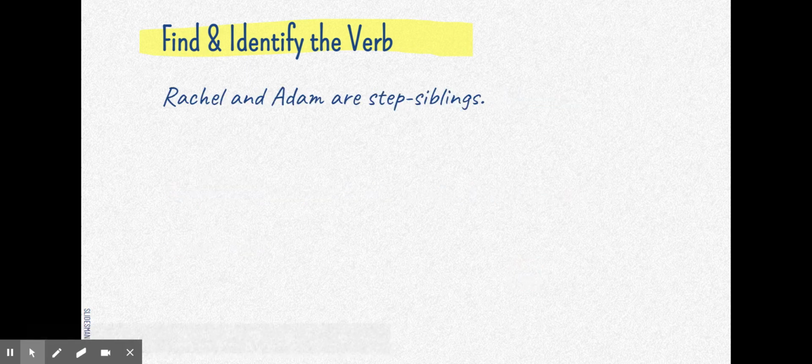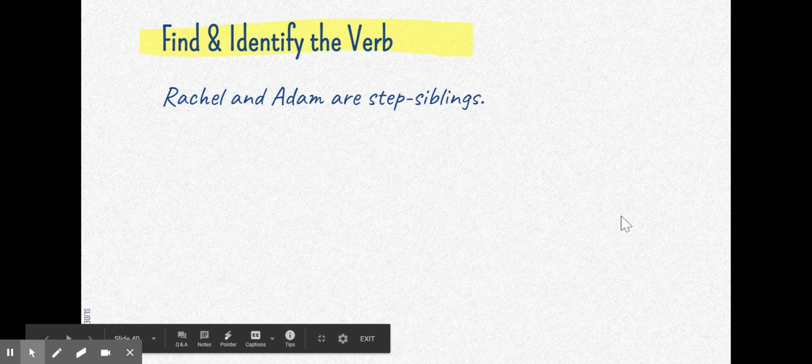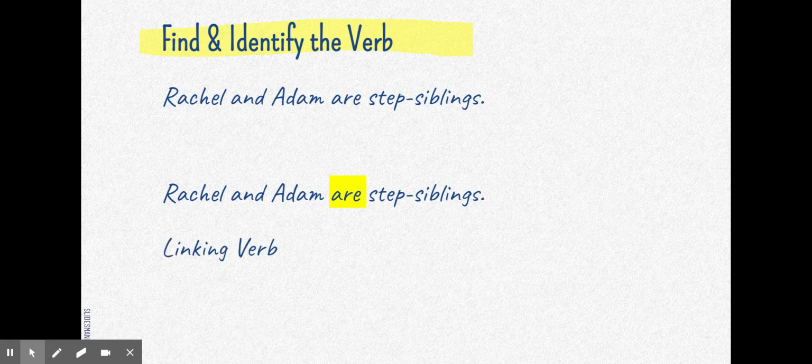Rachel and Adam are step siblings. So find your verb here. First, look for actions. If there are no actions, then move on to a linking verb. See if you can find a linking verb here. Our verb here is are, and it is a linking verb, right? Are is connecting Rachel and Adam with their description, which is step siblings. Okay, are here is a linking verb, so it should be blue in your notes.